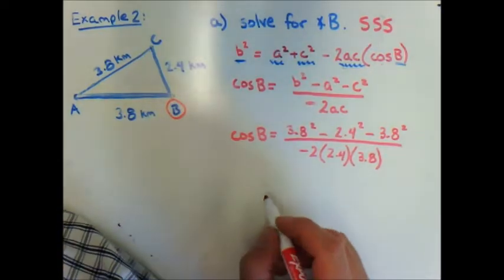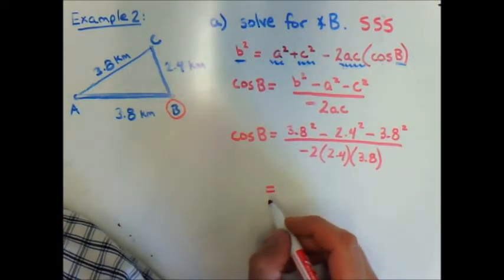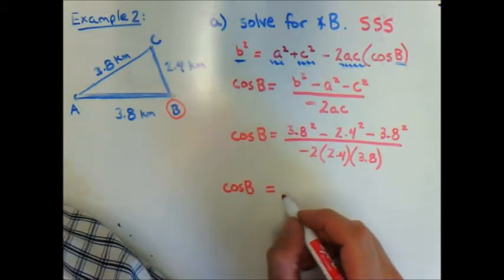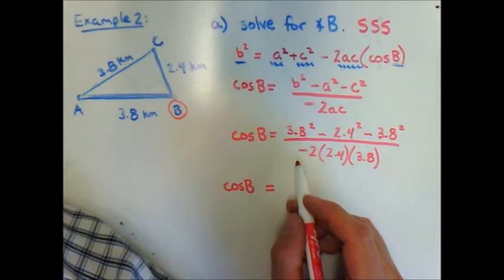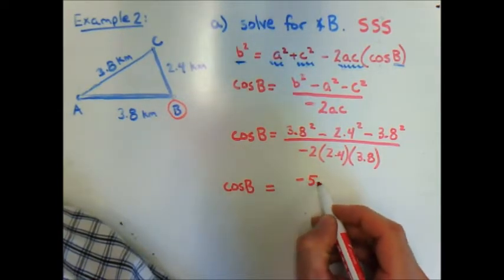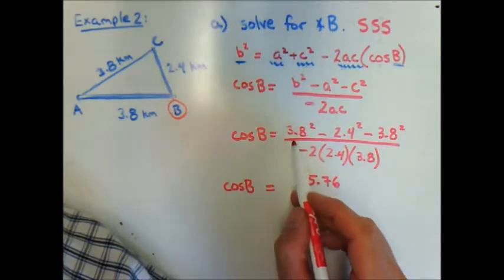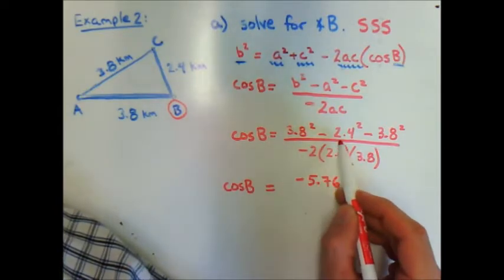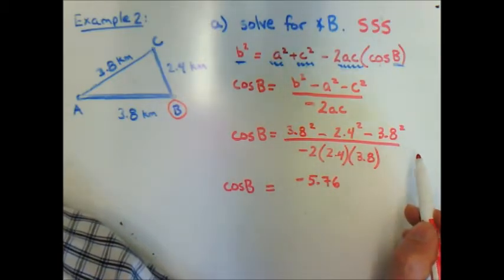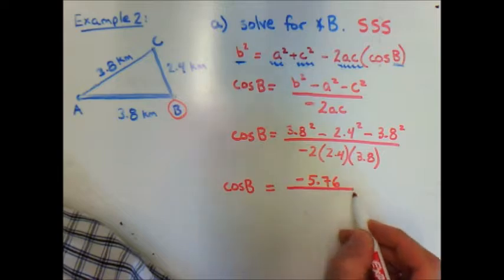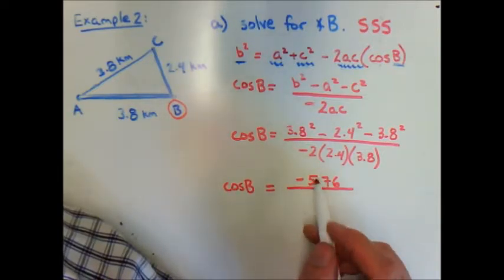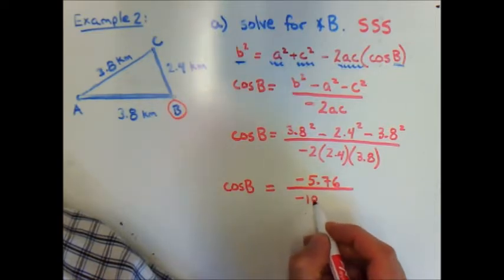We sub in what we know, and now we can get to our calculator. On the left side, we still have cosine of B. It's going to be equal to, the numerator reduces to negative 5.76. You're able to just chuck this whole thing in your calculator, no matter what calculator you have, and it will do it for you. The denominator reduces to negative 18.24.